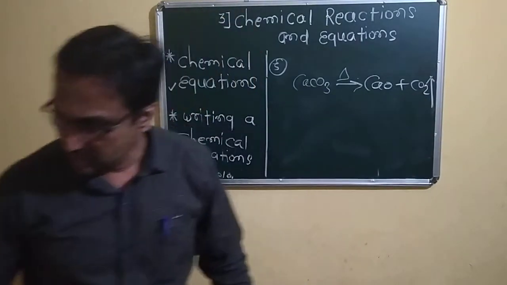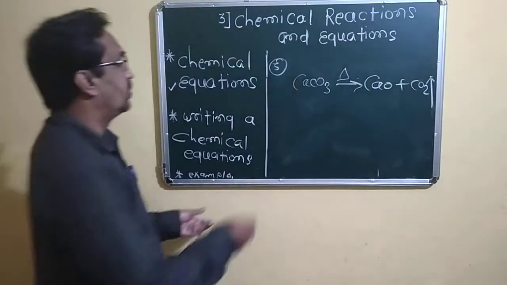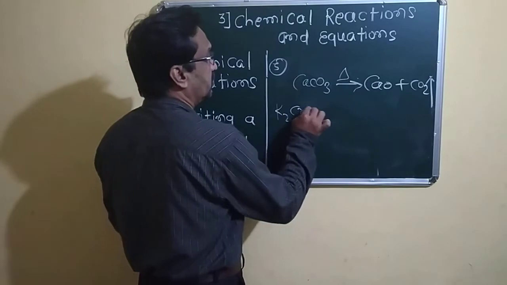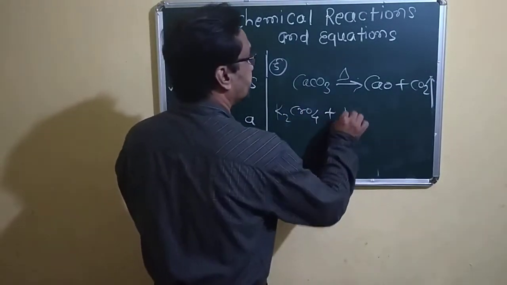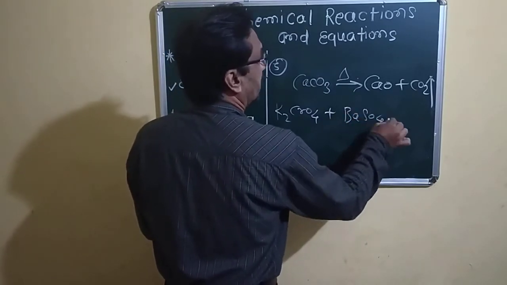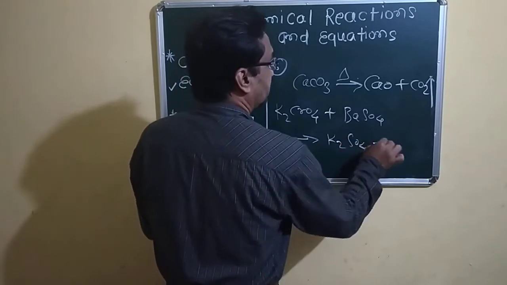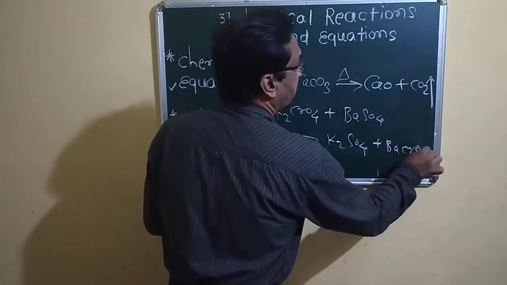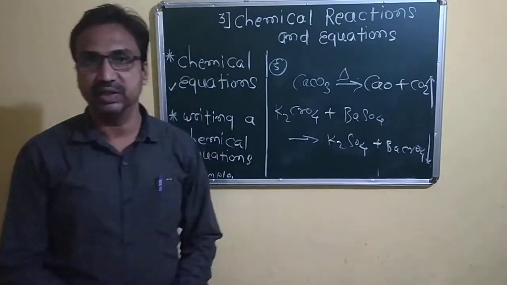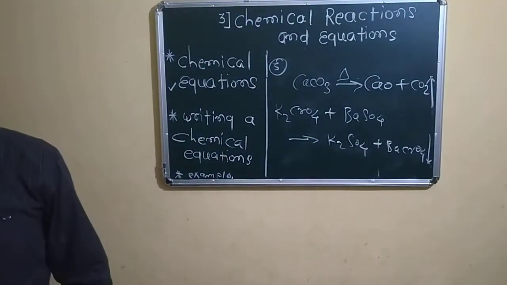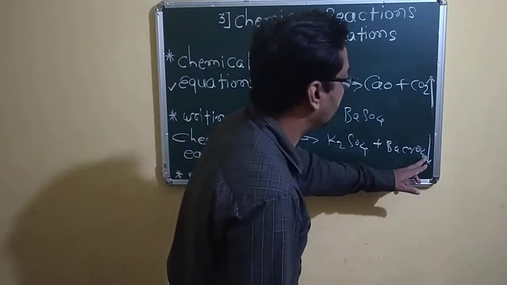And for precipitate form, yesterday we saw that potassium chromate K2CrO4 plus BaSO4 reacts to give K2SO4 plus BaCrO4, with the downward arrow. That is barium chromate. Barium chromate is a precipitate that we form, shown in the downward direction.